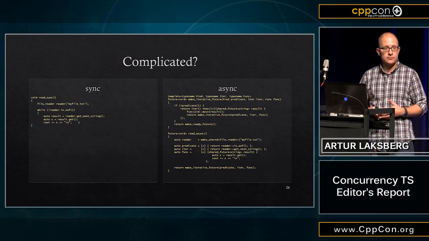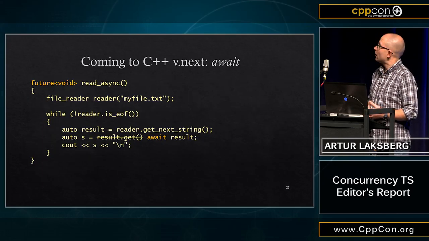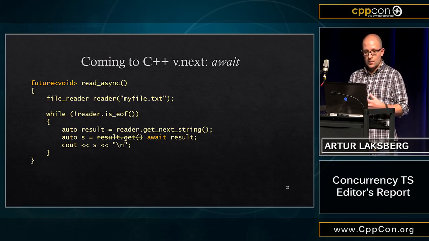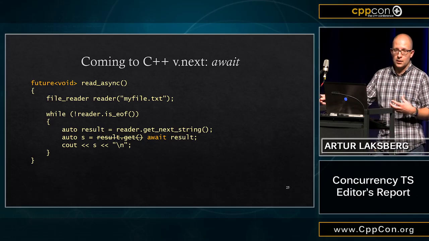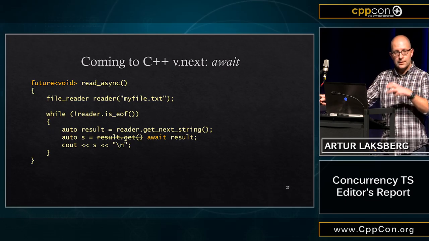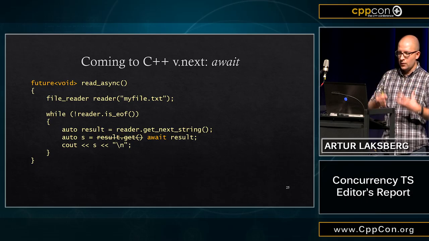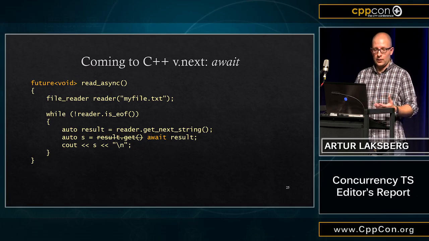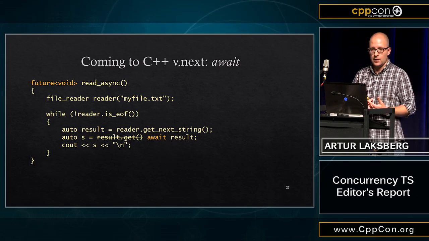But don't despair. A better solution is on its way, and it's called the await. Two things are happening here. First, a read async function needs to return a future, maybe a future of await, or some other type that represents an operation, an eventual operation, right? It doesn't have to be a future, but you know, if it started with future, let's continue to use future. Second, we simply rewrite result.get into await result. And at this point, we are done. It's easy to write, easy to read, it's efficient.